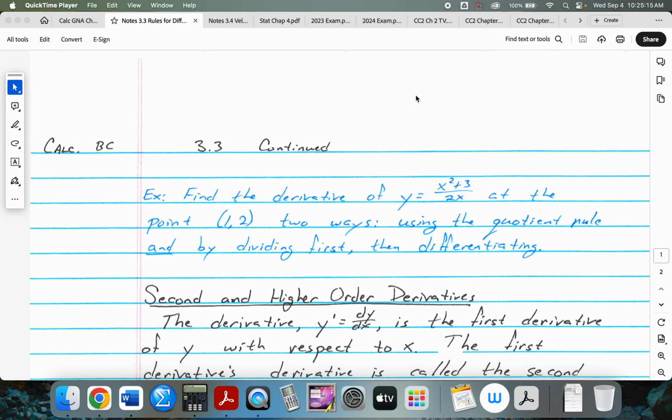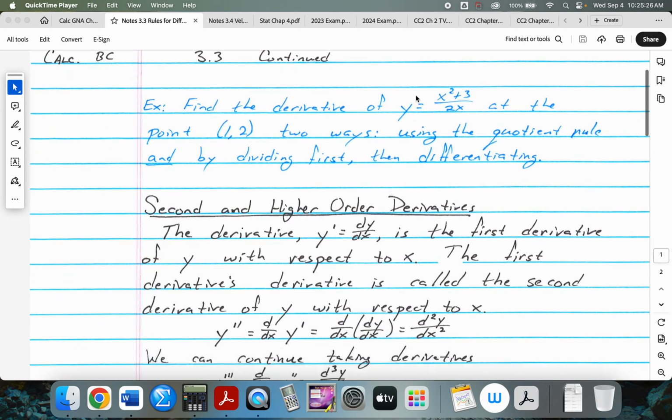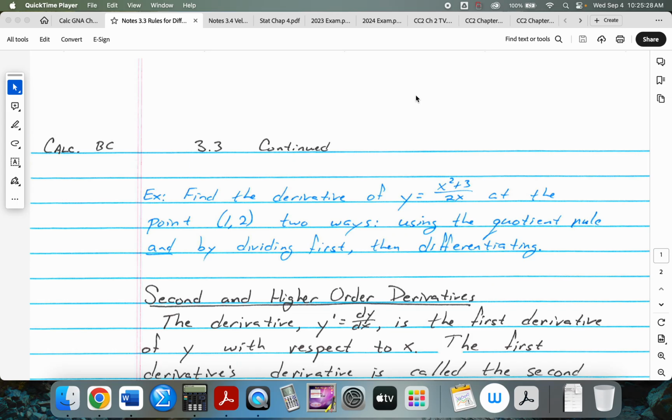Continuing section 3.3 on rules of derivatives, we're not learning any new rules today, but we will extend the ideas. I didn't leave near enough space to do this, so I'm going to do it in the margin up here at the top. Find the derivative of y equals (x squared plus 3) over 2x at the point (1, 2), two ways. First using the quotient rule, and then by dividing first, then differentiating.